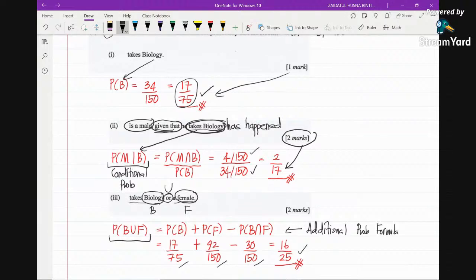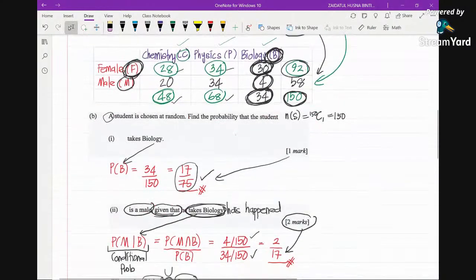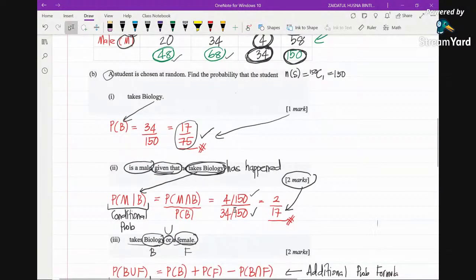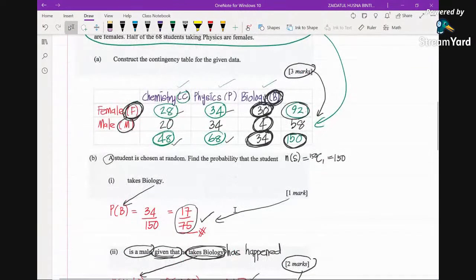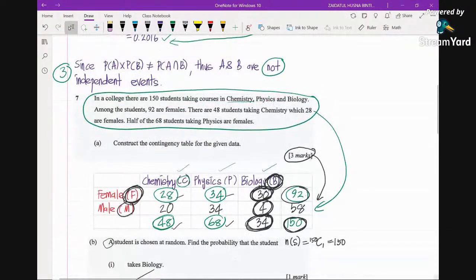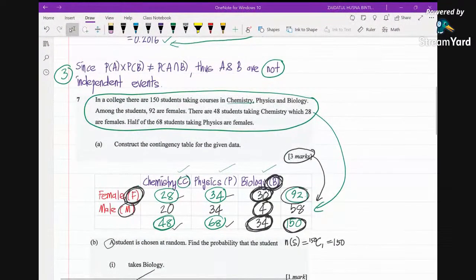Alright, so basically that is the solution of 2014-2015. These are questions involving topic 8, where we use the contingency table to solve this problem. Again, if you have any questions, you can ask in the live chat.